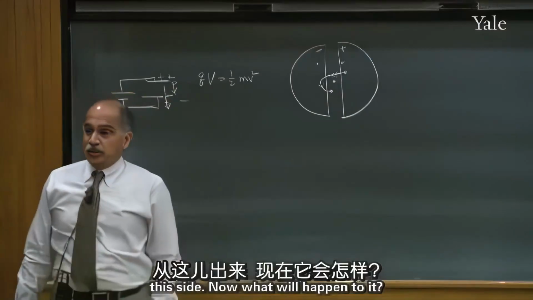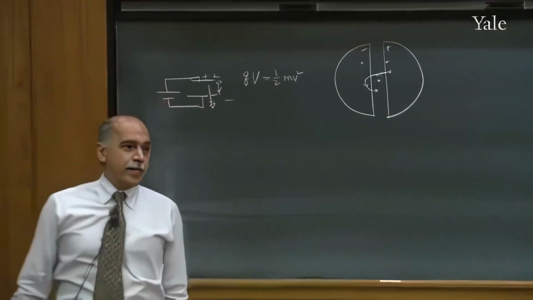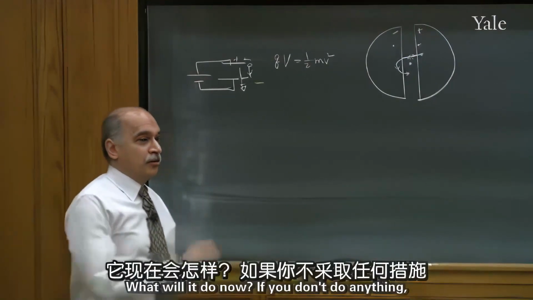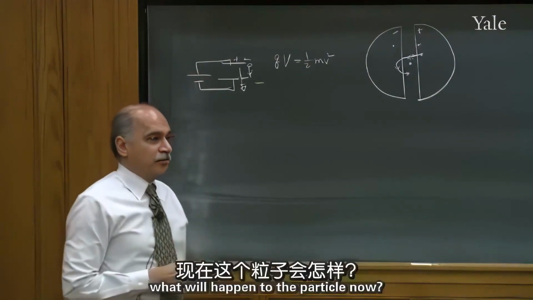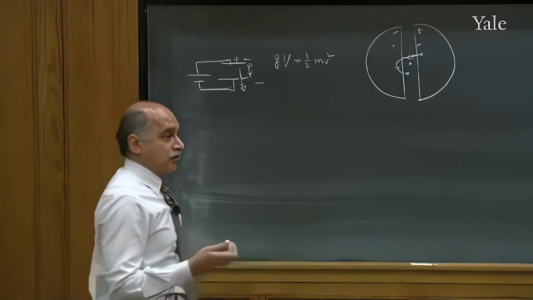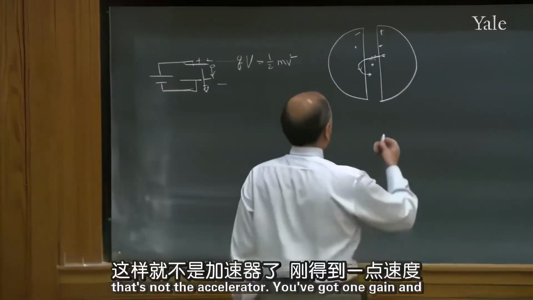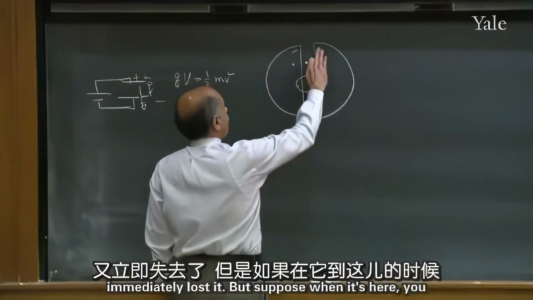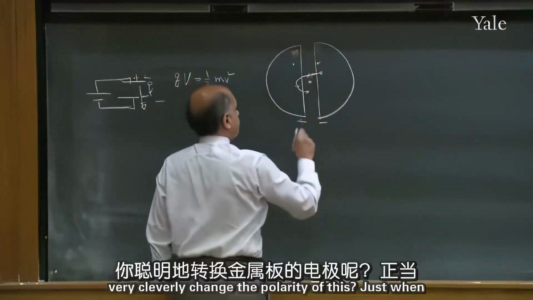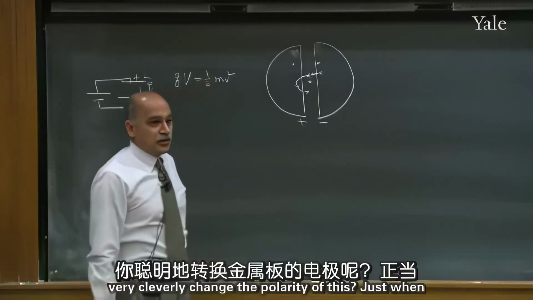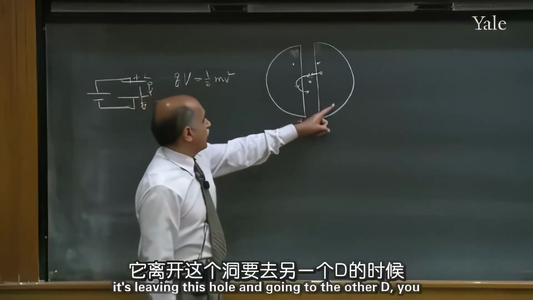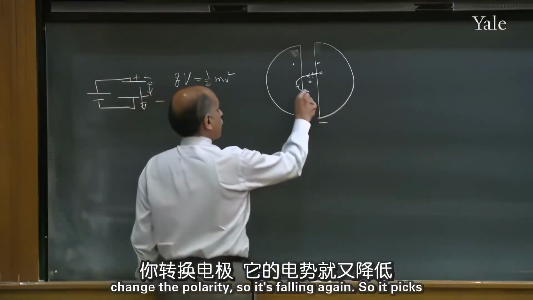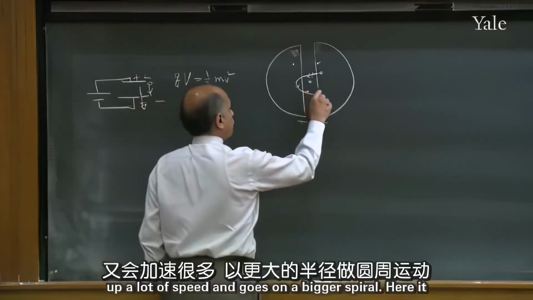Now what will happen to it? What will it do now? If you don't do anything, what will happen to the particle now? Slow down. It will slow down. So that's not your accelerator. You got one gain and immediately lost it. But suppose when it's here, you very cleverly change the polarity of this. So that just when it's leaving this hole and going to the other D, you change the polarity. So it's falling again. So it picks up a lot of speed and goes on a bigger spiral.